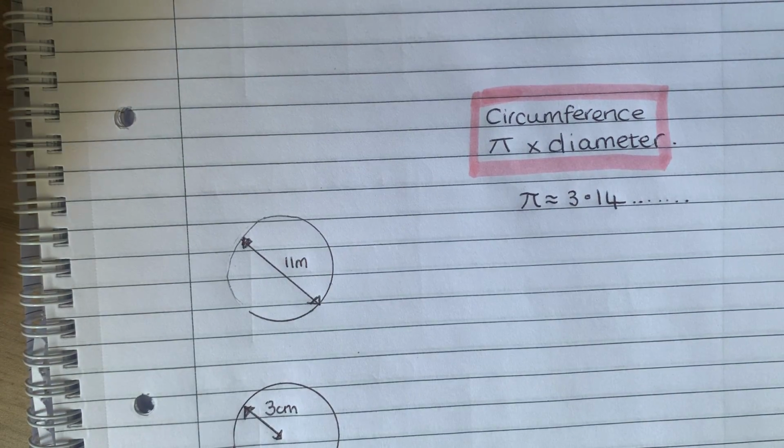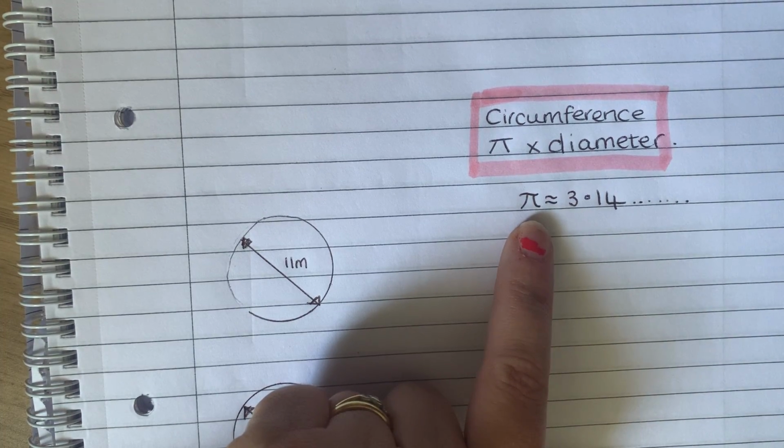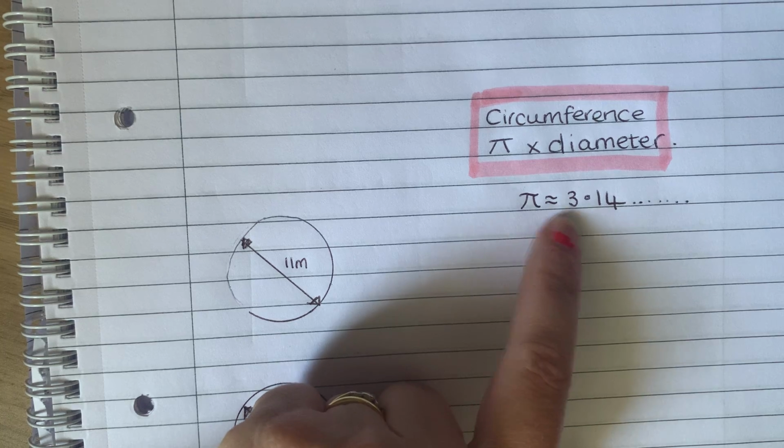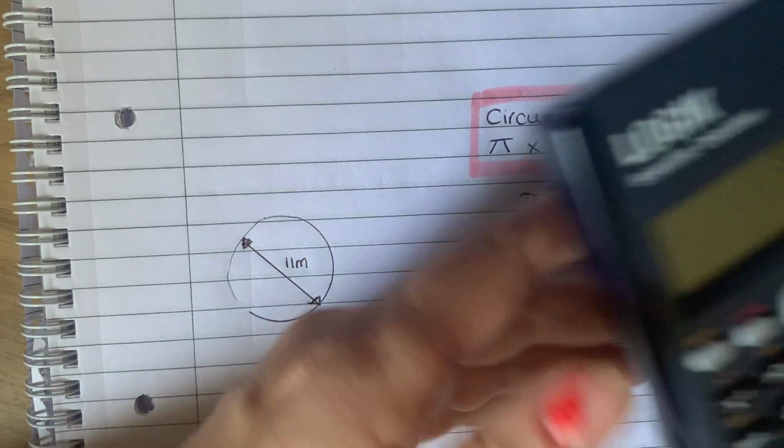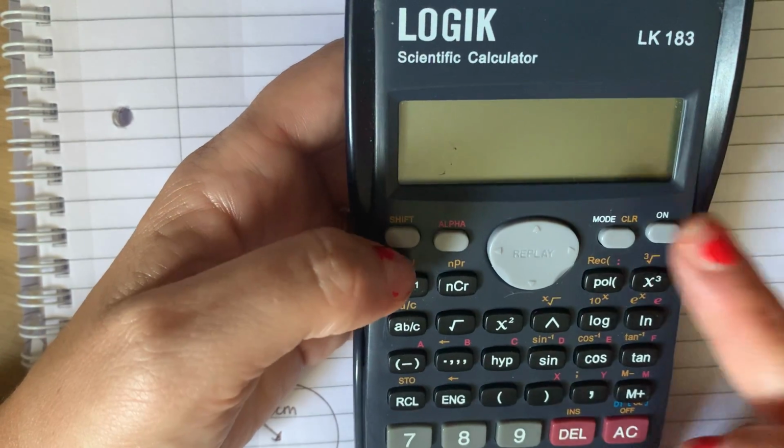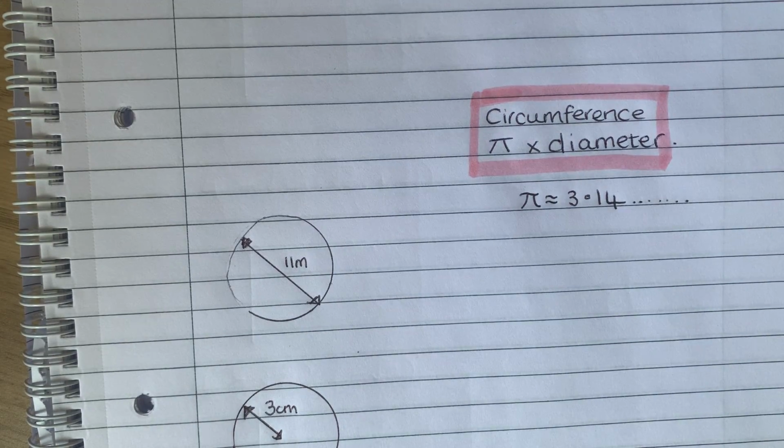Now pi is a number. We've looked at pi before. Pi is about 3.14. If you were to do that on your calculator, get a calculator that works, you can use 3.14 or you can use pi.